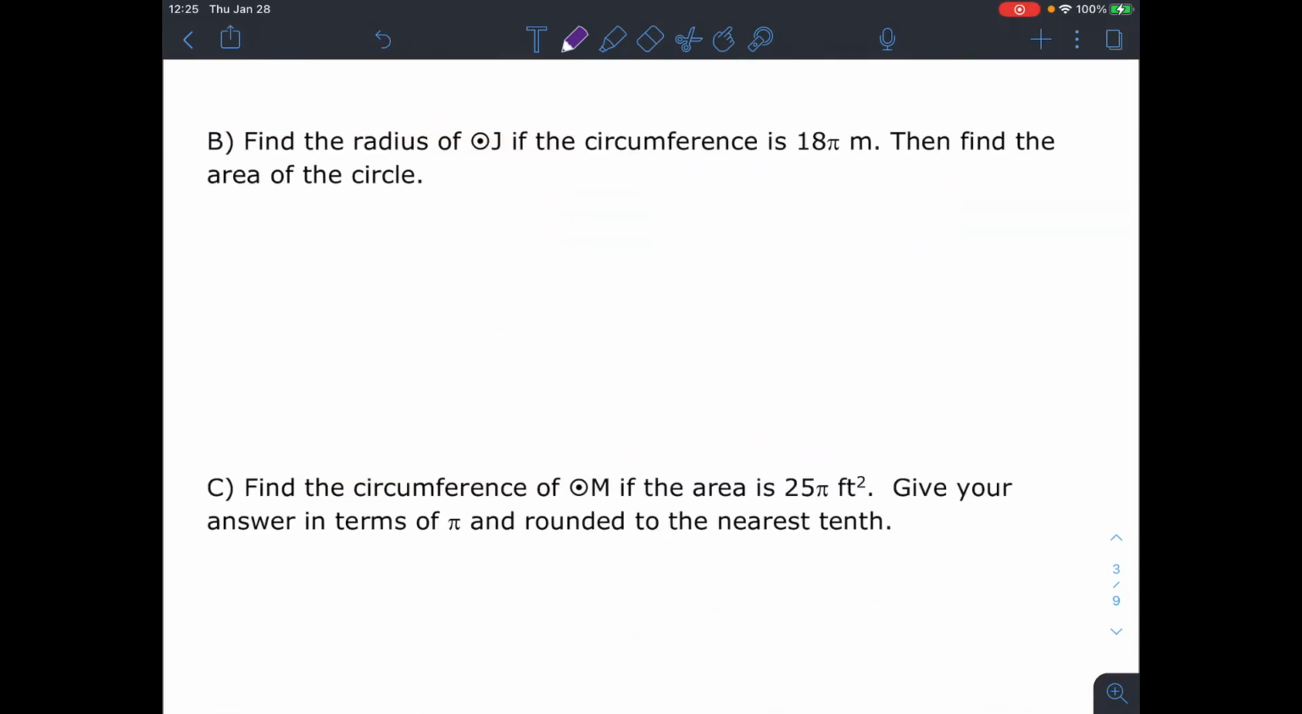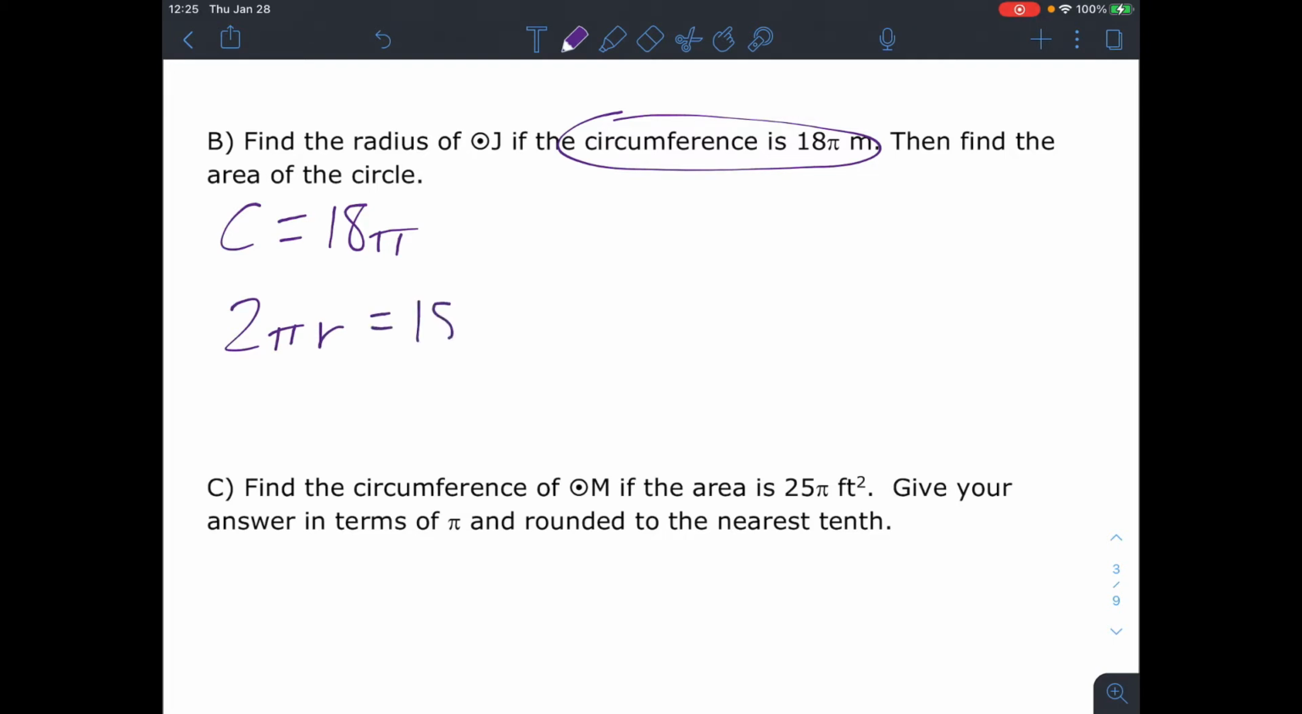Question B, find the radius of circle J if the circumference is 18 pi, then find the area. All right, so they give us circumference is 18 pi. Let's write that down. Circumference is 18 pi. And we know the formula for circumference that we just used is 2 pi r. So 2 pi r equals 18 pi. Now if we divide both sides by pi, we're left with 2r equals 18. And if we divide both sides by 2, that gives us r is 9.